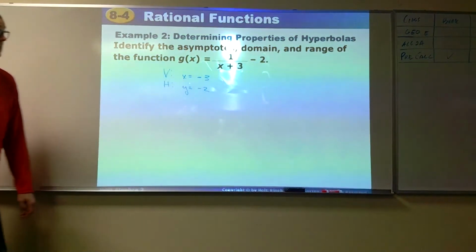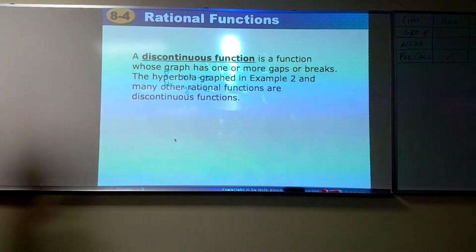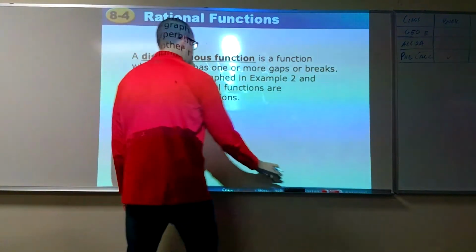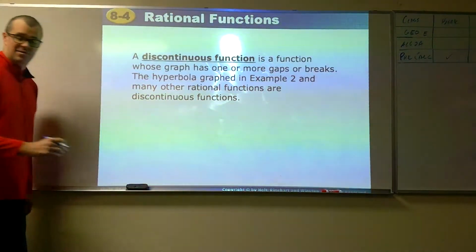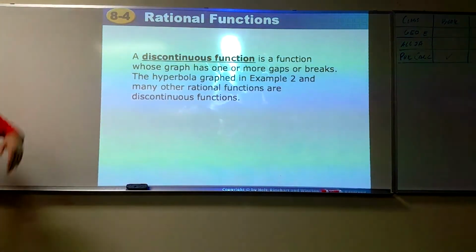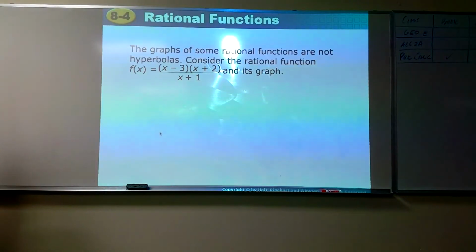So if you were to see kind of a graph of that, that's where your asymptotes would be. Okay? A discontinuous function is a function that has gaps or breaks. So anything with an asymptote that we have is going to be discontinuous. It's got breaks in it if it has an asymptote. Continuous function means it has no breaks.